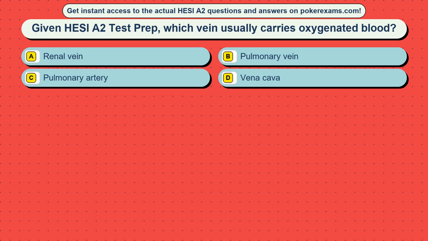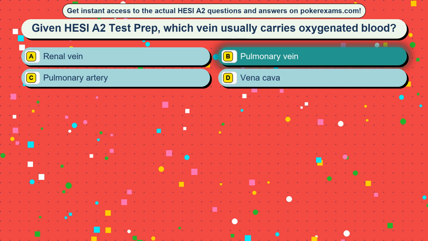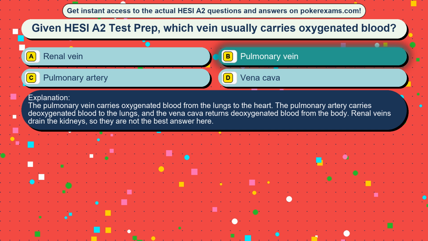Question 8. Given HESI A2 Test Prep, which vein usually carries oxygenated blood? Option A, renal vein. Option B, pulmonary vein. Option C, pulmonary artery. Option D, vena cava. The correct answer is option B, pulmonary vein. The pulmonary vein carries oxygenated blood from the lungs to the heart. The pulmonary artery carries deoxygenated blood to the lungs, and the vena cava returns deoxygenated blood from the body. Renal veins drain the kidneys, so they are not the best answer here.